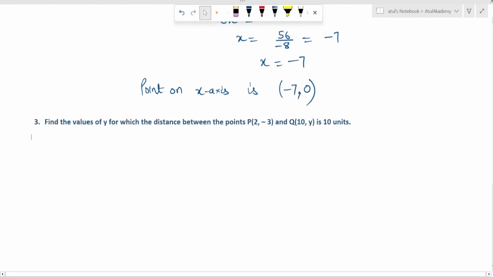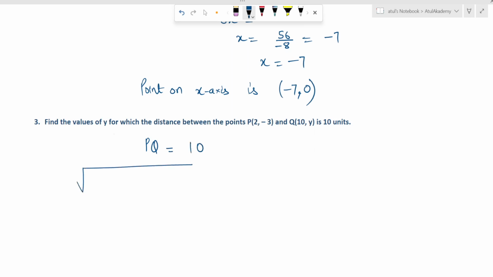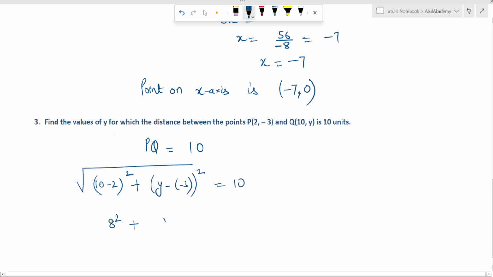Okay, let's move to this question. Question number 3 says that you need to find the values of y for which the distance between these 2 points is given by 10. Now the distance between 2 points PQ is given as 10, and PQ is what? PQ is the square root of (10 minus 2) whole square, using distance formula, plus (y minus 3) whole square. So that changes to 8 square plus (y plus 3) whole square, because minus minus becomes plus.